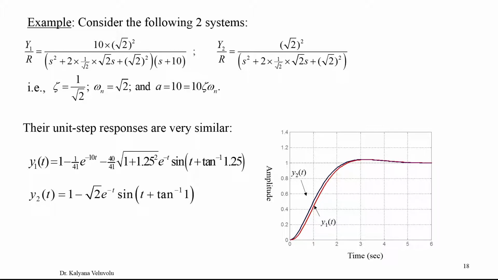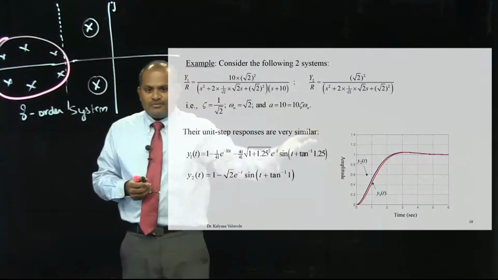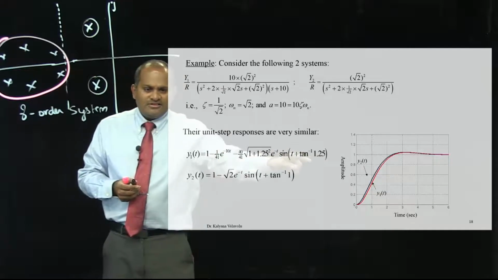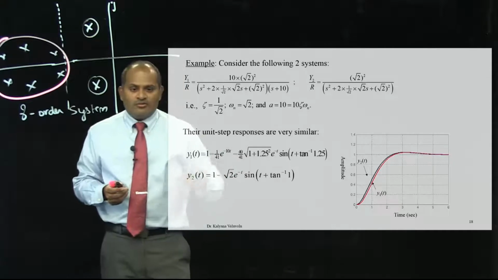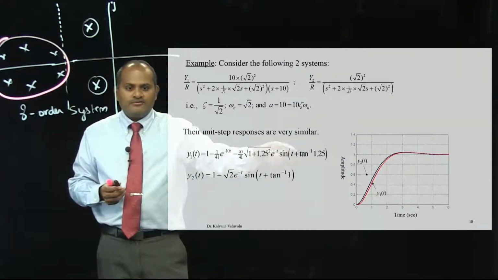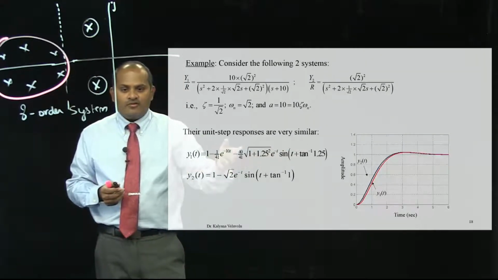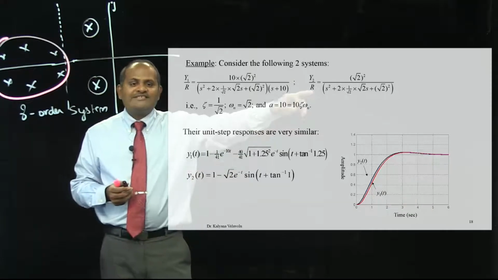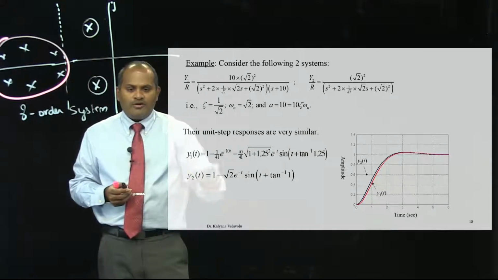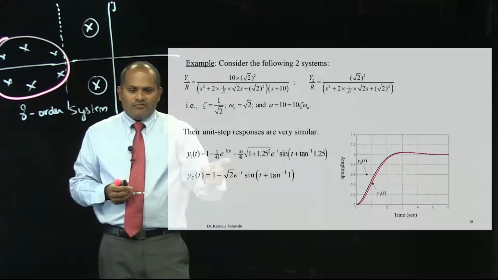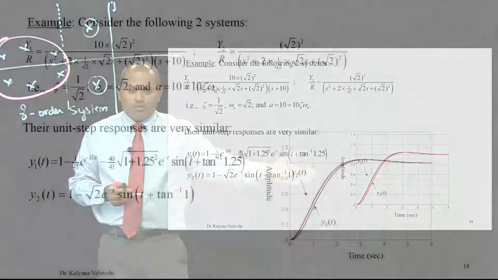So I analyze the step responses. The step responses are very similar. I get the expressions in the time domain by taking the inverse Laplace transform. This expression is slightly different and is not a standard second order system, so we need to use the inverse Laplace transform to find the expression for y1 of t. The second one is a standard second order system, so we can use our known solution and formulate y2 of t. What is the difference between y1 of t and y2 of t if we plot them?